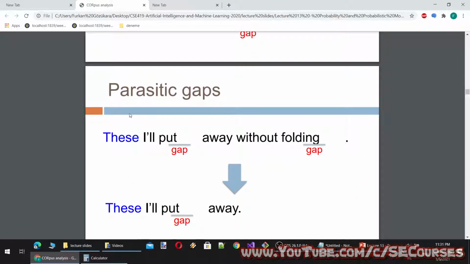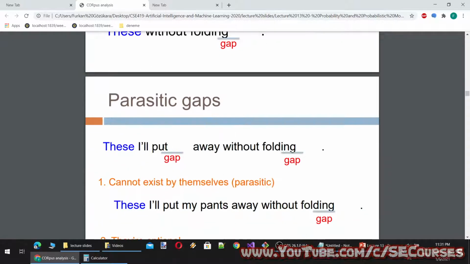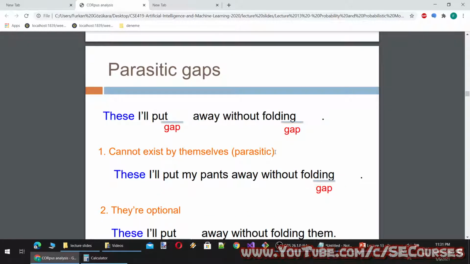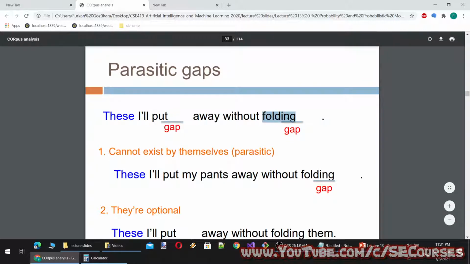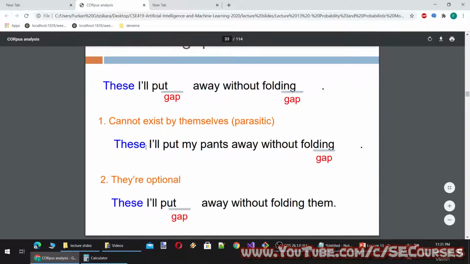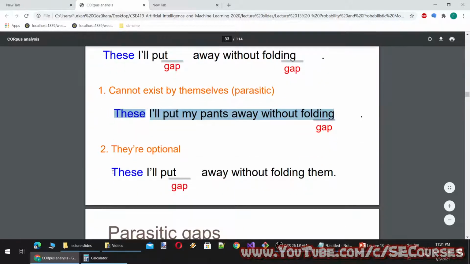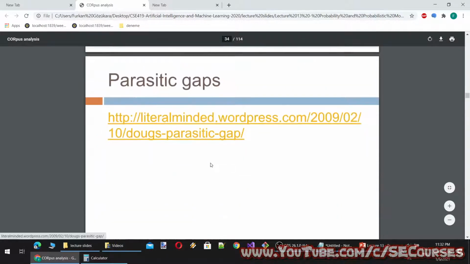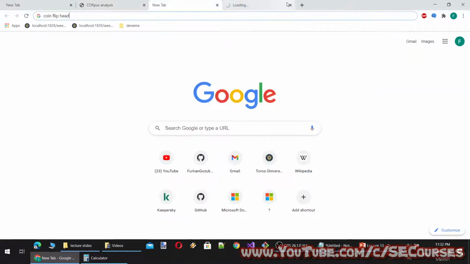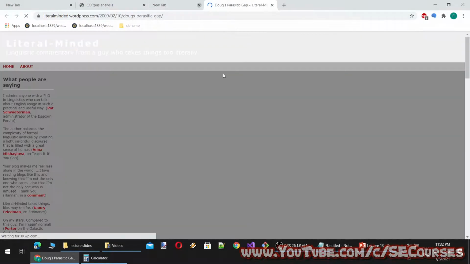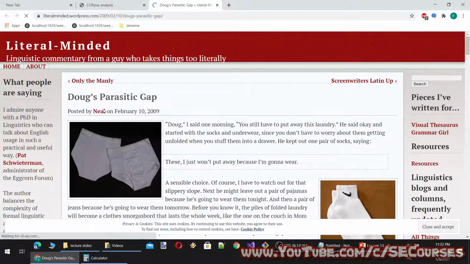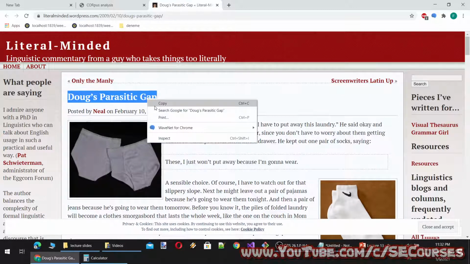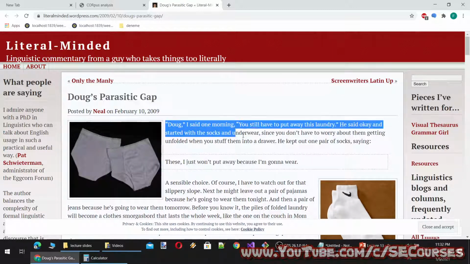Okay, and this is parasitic gaps. Okay, they cannot exist by themselves. These I will put away without folding. Okay, and these I will put my pants away without folding. And these I will put away without folding them. So we can read more about parasitic gaps here. Doug's parasitic gap.